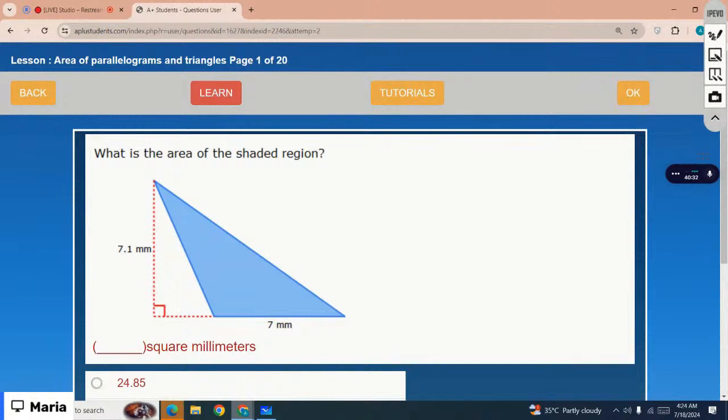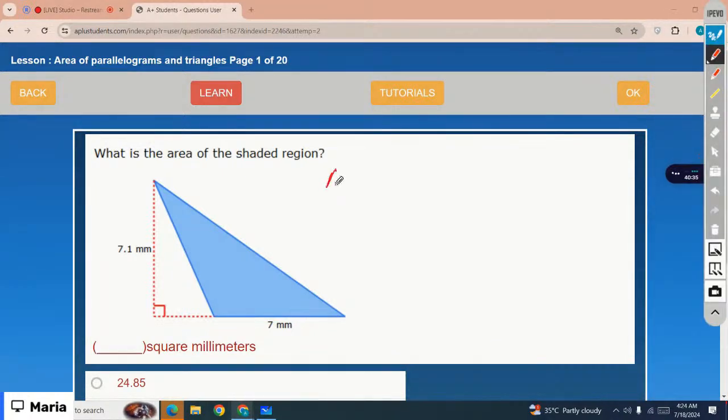What is the area of the shaded region? You need to calculate the area of the triangle. Area of the triangle is half times base times height. That is 1 over 2. Base is 7. Height is 7.1, right?